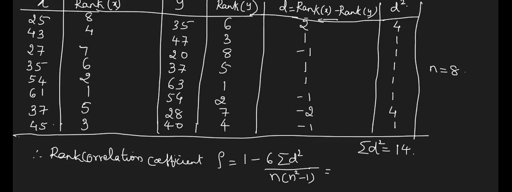If none of the marks are repeated, that is, none of the ranks are the same, then we use the formula for rho in this form: 1 minus 6 into summation d square upon n into n square minus 1. So 1 minus 6 into summation d square, which is 14, upon n is 8, 8 square minus 1. Do the calculation and tell me the answer.